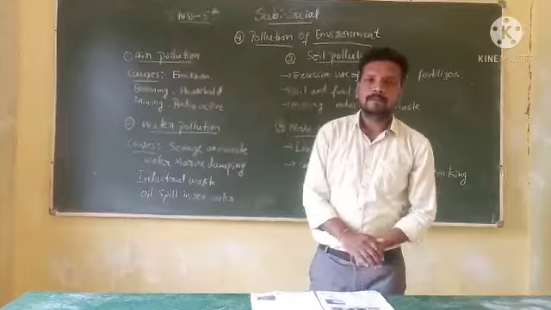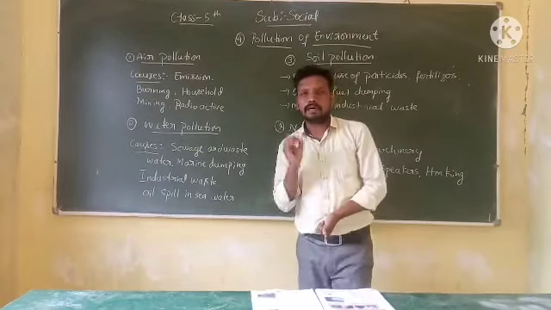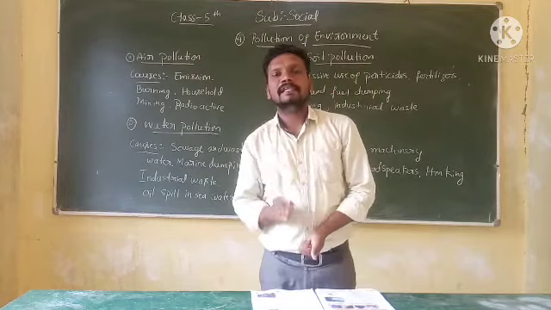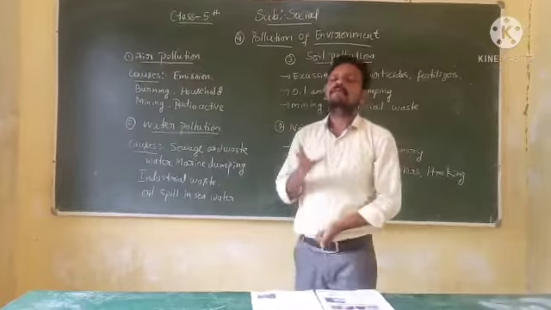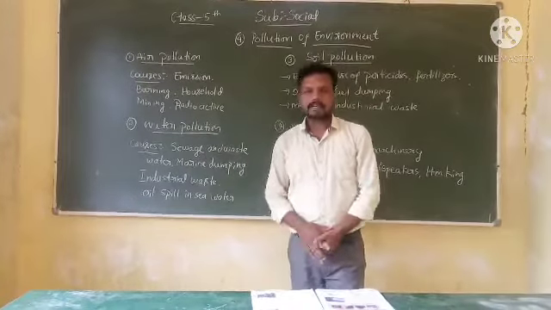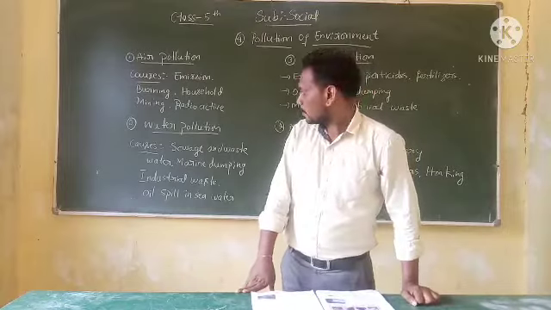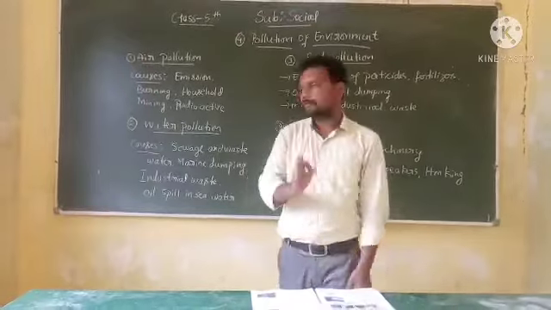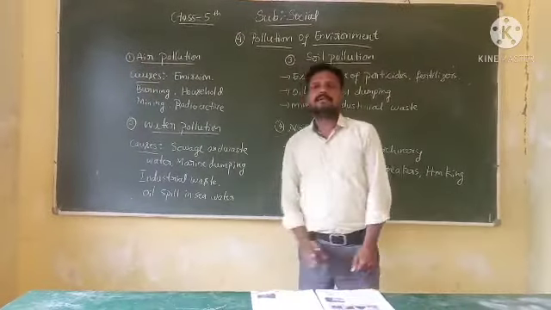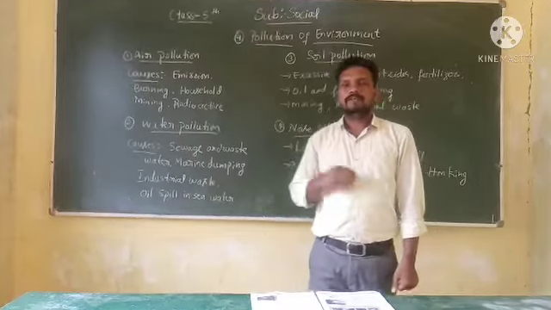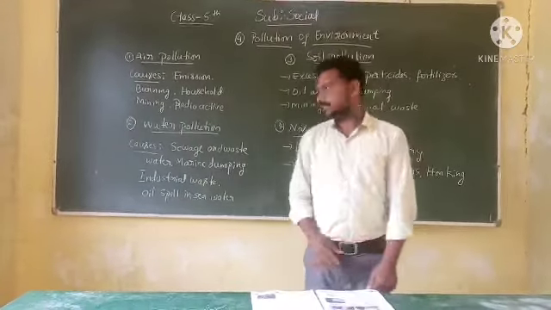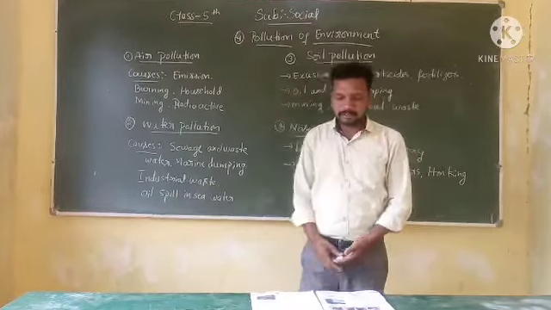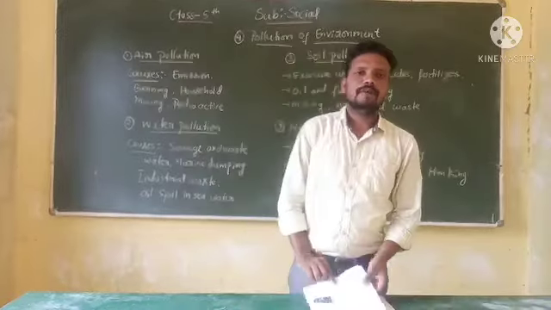Then the second one, water pollution. Water pollution is nothing but the contamination of water bodies like river, lake, sea, oceans by adding harmful things into the water. Causes of water pollution are sewage and wastewater. Marine dumping means when waste materials are dumped into the water bodies. Then industrial waste, and oil spill in sea water. These are all the main causes of water pollution.